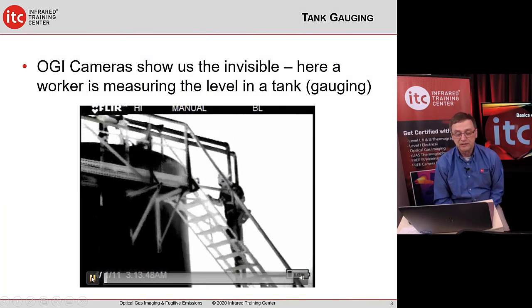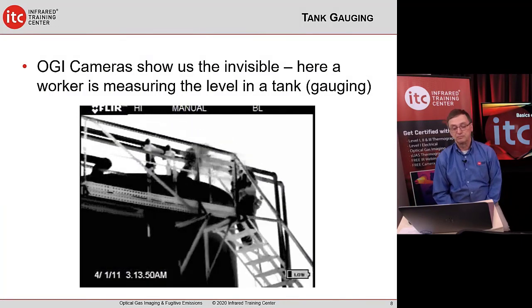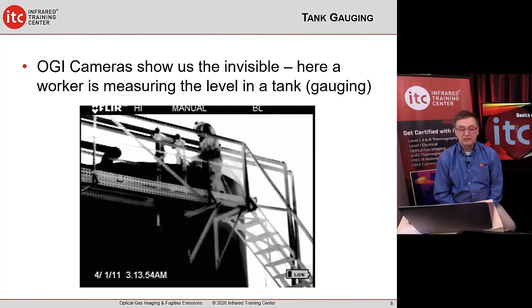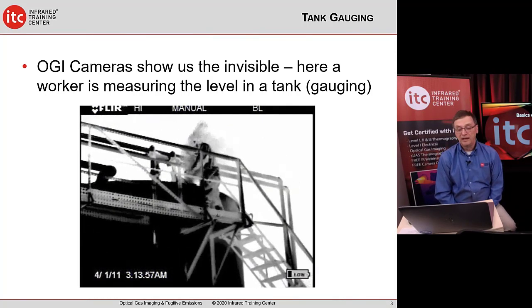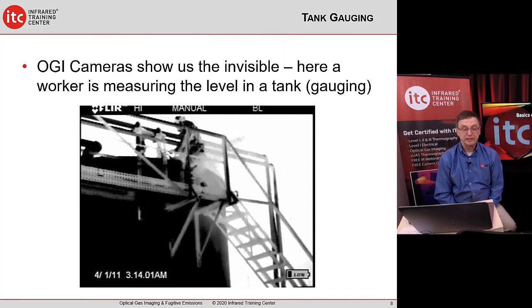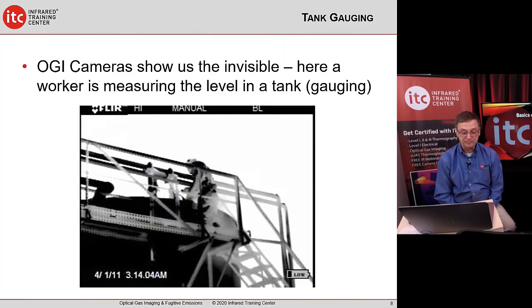This is from our original gas finder camera that we brought to market in 2005. And you see the vapors coming off the top of that tank. That hatch was open. That inspector is dropping a weight down to the bottom of the tank. This is a process called tank gauging.